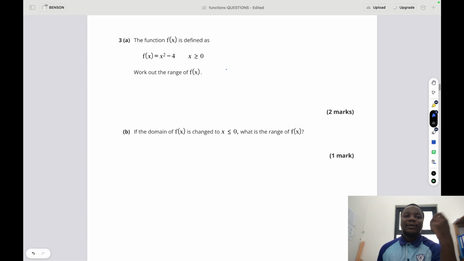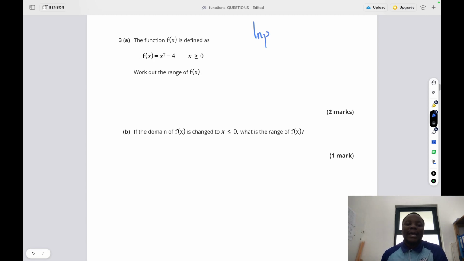Okay, so we've got this second question here, where they say the function f of x is defined as that, work out the range. In this case, they just want the range. They've told us that the domain is everything from 0 going up. So we are now restricted here, meaning the input values start from 0, 1, and so on and so forth, going in the positive direction.